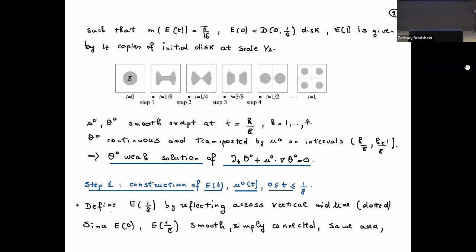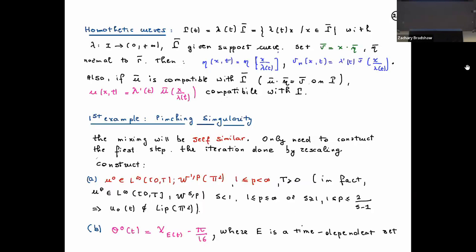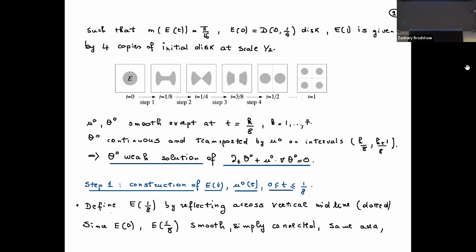And so this evolution will be as follows. The measure of my set will be constant because I want you to be divergence free. It will always be pi divided by 16. So we subtract here the pi divided by 16 to make this mean 0. But in that sense, it's not that important.